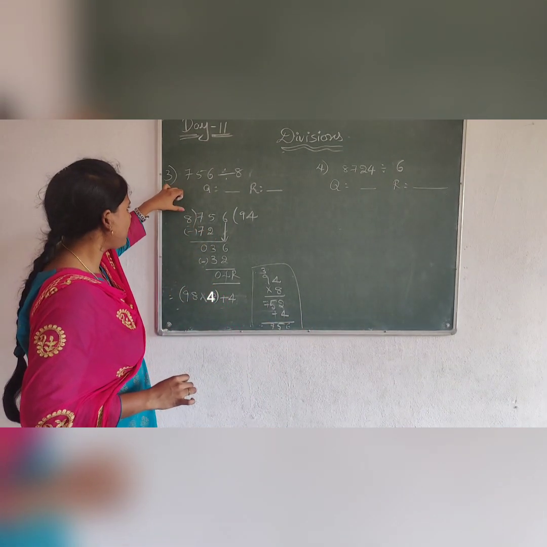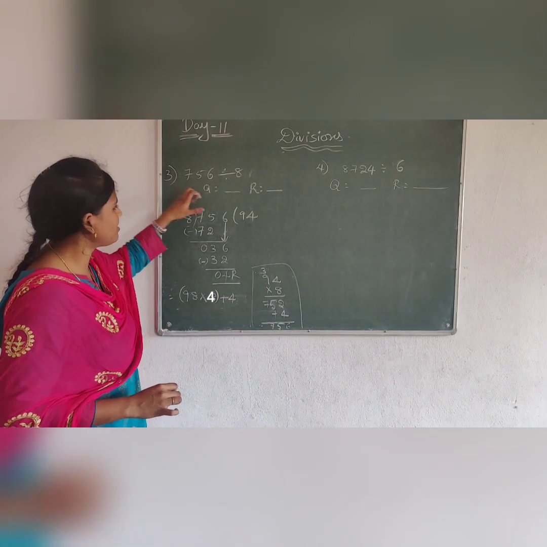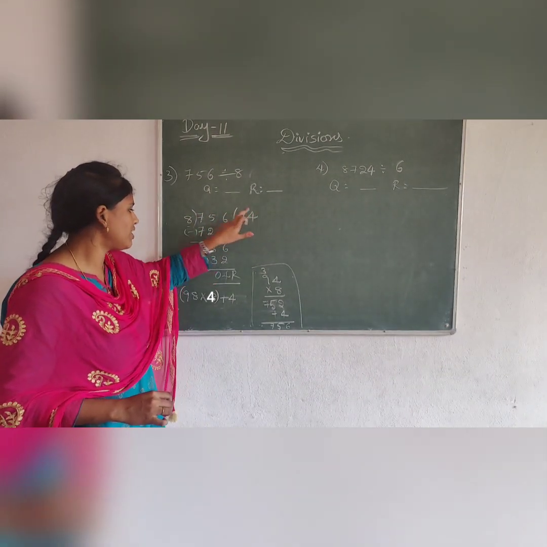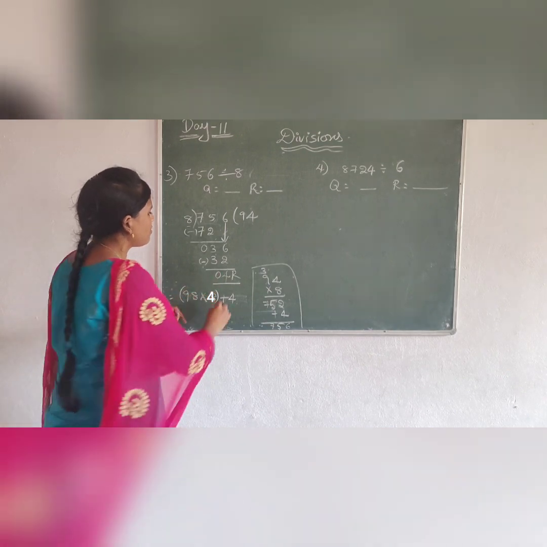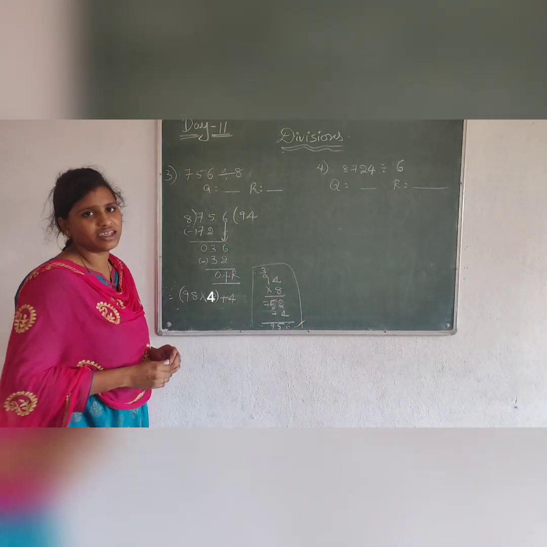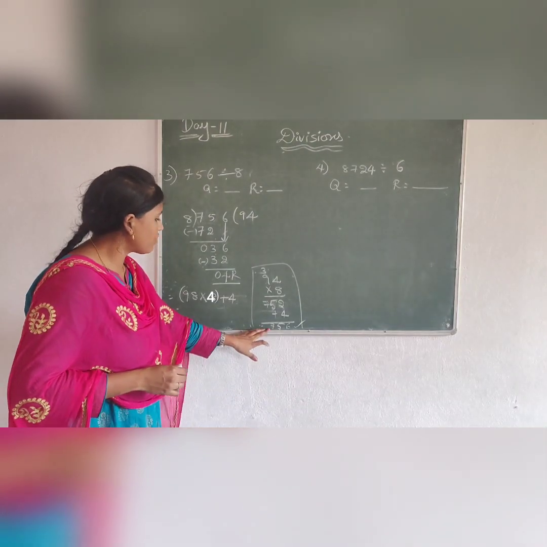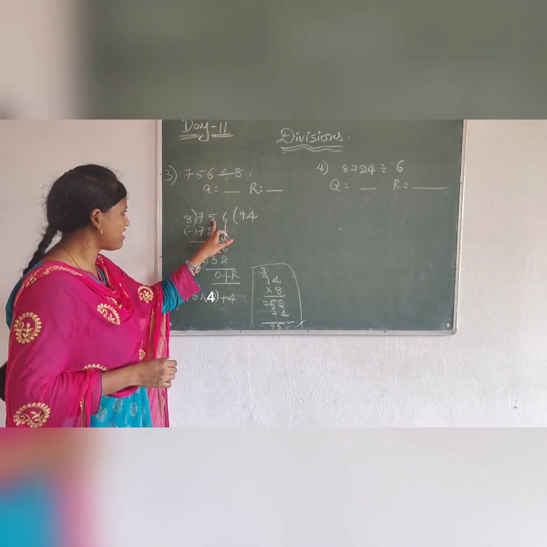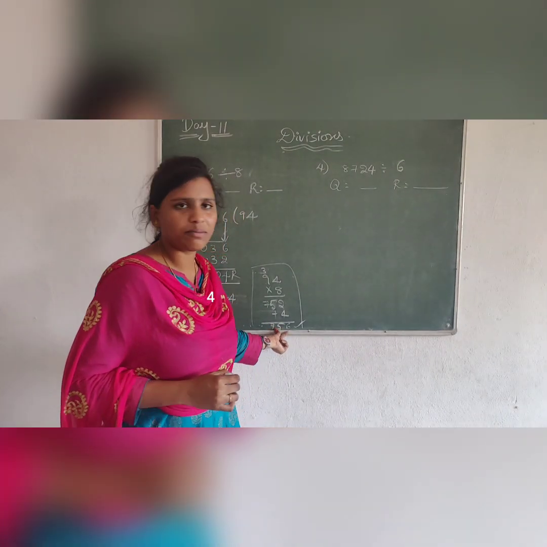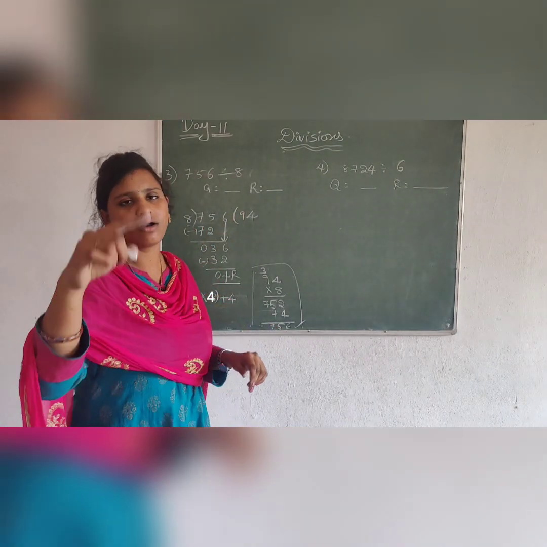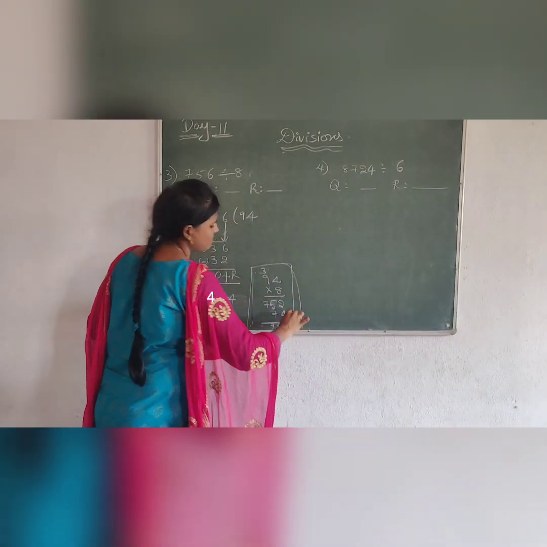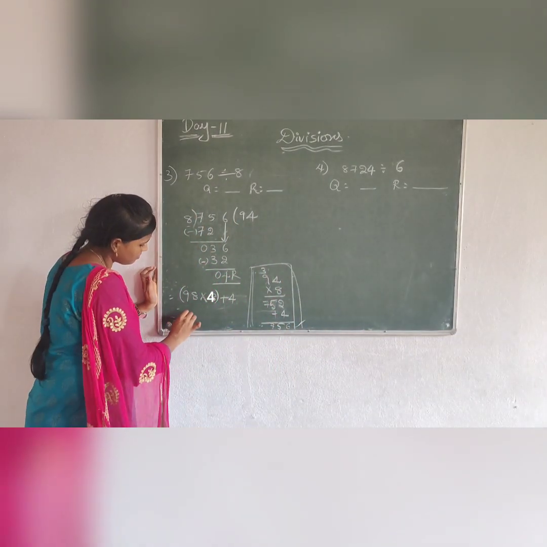First multiply divisor into quotient. After that you add the remainder, and you will get the dividend. If you get the correct dividend exactly, that sum is right. If you get a wrong number, your sum is wrong. Everyone should check their division like this. Okay.